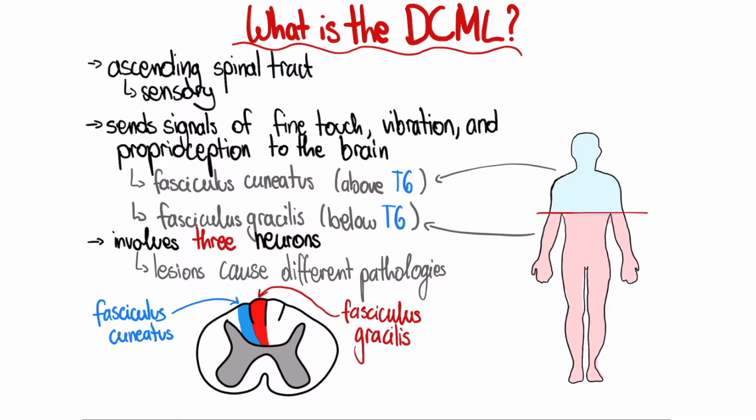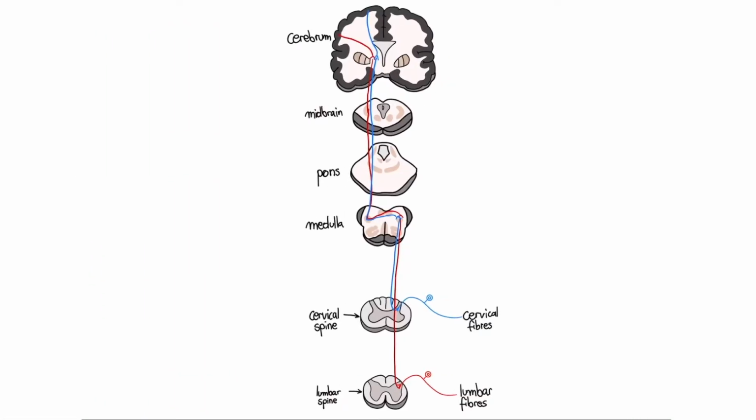Here you can see a section of the spinal cord and the respective positions of the two fasciculi. This is important for orientating yourself and when discussing pathologies within the spinal cord. Let us now move on to the pathway of the DCML tract. Again, the fibres of Fasciculus Cuneatus are in blue, whereas the Fasciculus gracilis are in red.